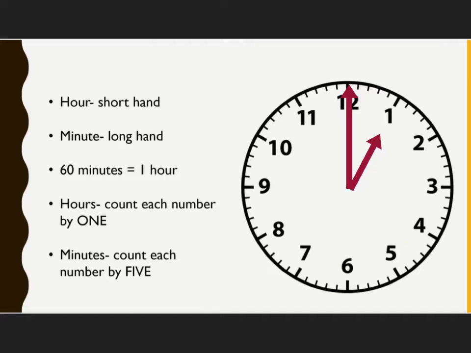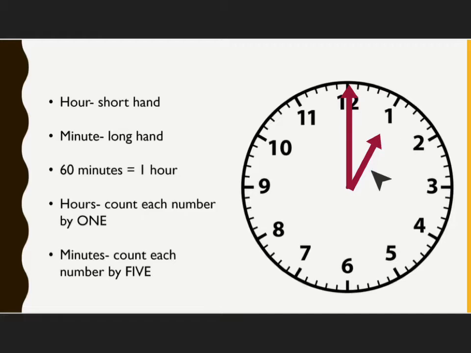A clock is divided into 12 parts, representing AM and PM hours. The small hand on a clock represents hours, and each number on a standard clock represents 1 hour in a day, either during AM or PM hours. The long hand on a clock represents minutes, and each number on the standard clock represents a multiple of 5 minutes. When finding the minutes after an hour, count each number by fives.